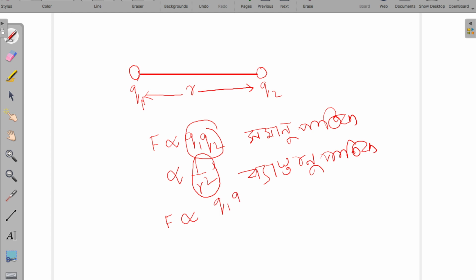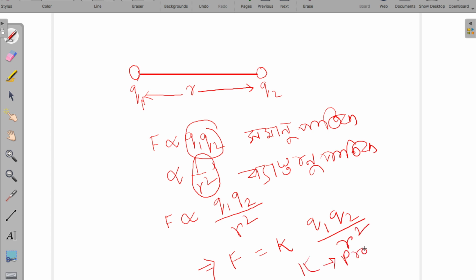q1 q2 divided by the distance square. Okay, so if we replace the proportionality with a constant, we can write it as k q1 q2 by r square. So what is k? K is the proportionality constant.